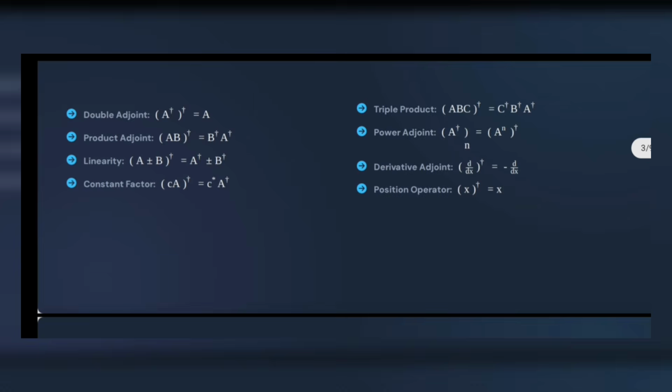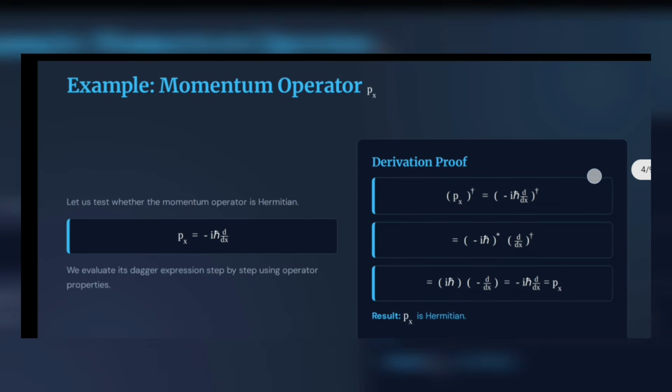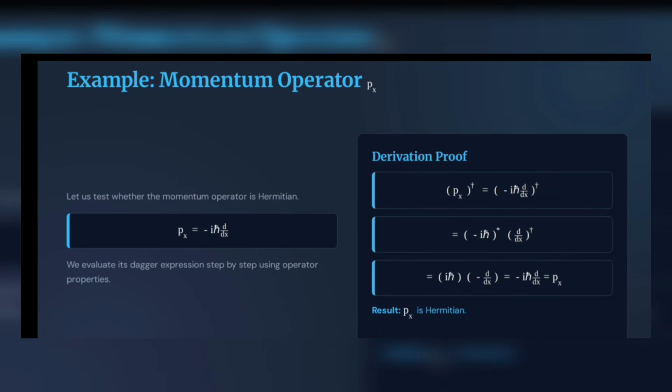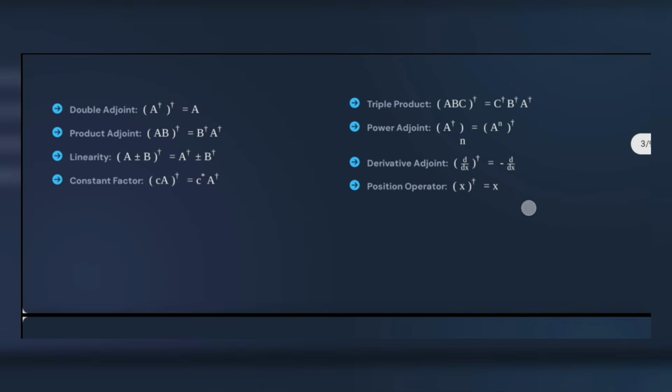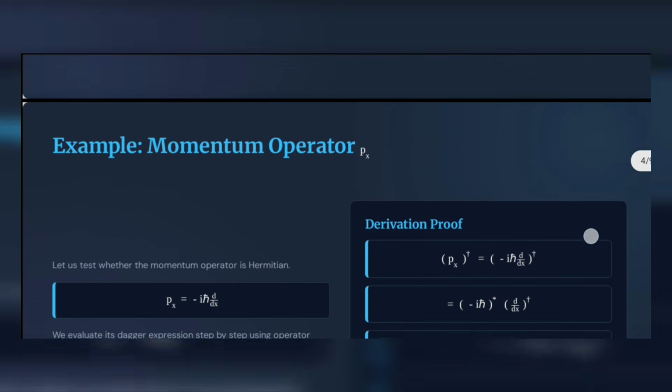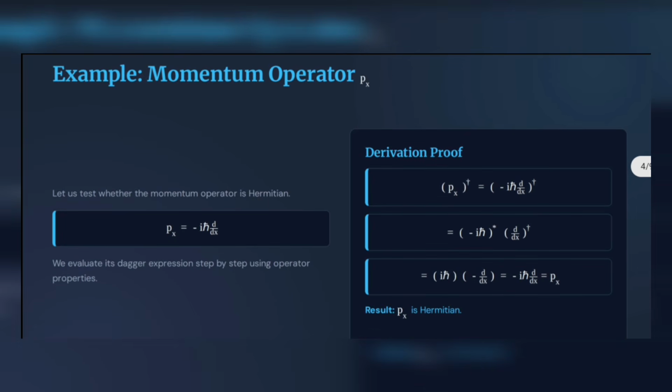Let's put these rules to the test with two crucial operators from quantum mechanics. First, the quantum momentum operator defined as px equals iota h cut d by dx. Let us find its adjoint. px dagger equals (minus iota h cut d by dx) dagger. Breaking it apart using our constant and derivative rules gives us minus iota h cut star (d by dx) dagger.